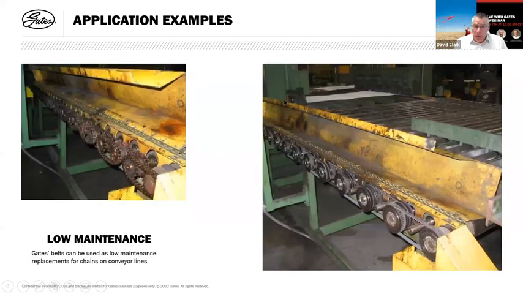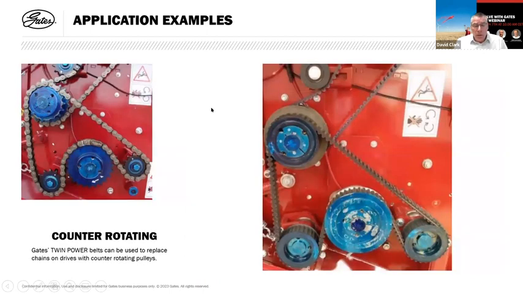Here's another example of a roller conveyor. This is a fixed center drive with a Poly Chain belt, so you don't need to lubricate the drive and you don't need to maintain the drive. This is an example of a twin power drive. Here's a chain drive on the left-hand side, replaced by a 14mm pitch Twin Power belt drive on the right, giving you counter-rotating shafts.